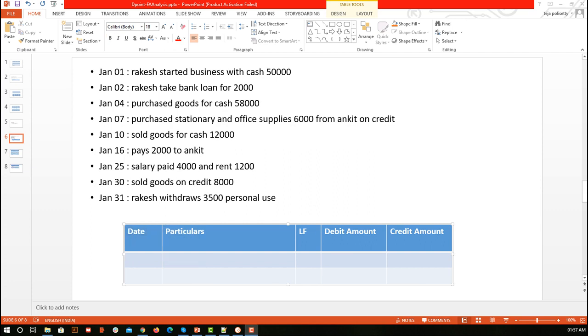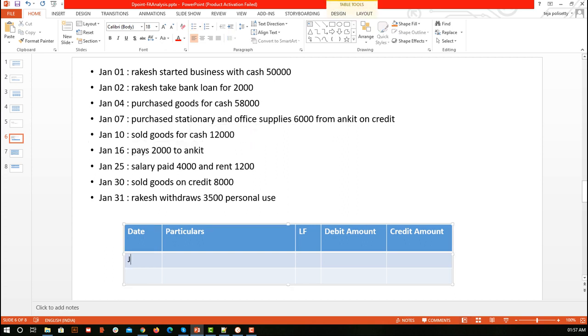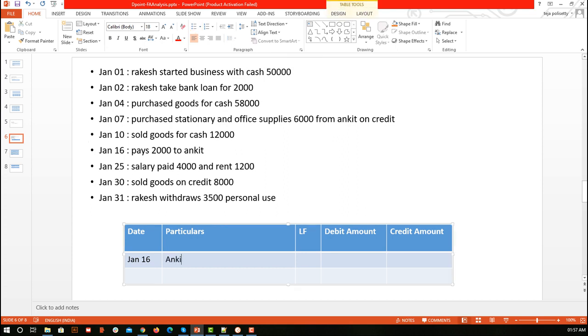Okay, so now our next transaction is pays 2,000 to Ankit. So the first step is to write the date, Jan 16, and next we say what accounts are involved. Pays 2,000 means cash account is involved, to Ankit, so we can say 2,000. The thing which was taken on credit is now getting paid. So here one is Ankit's account and the other one is cash account.